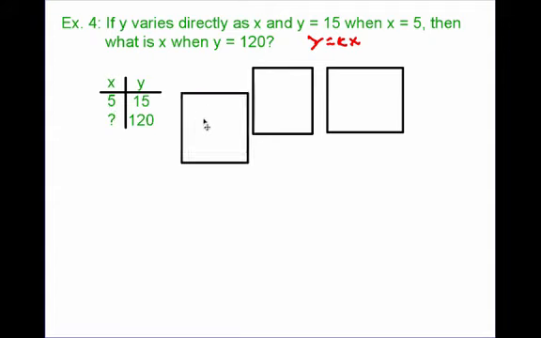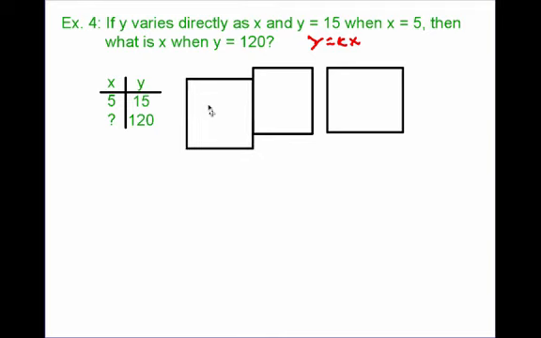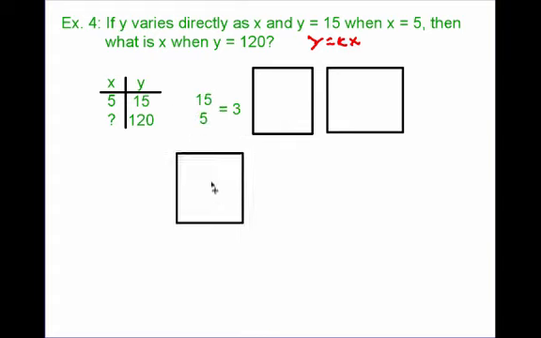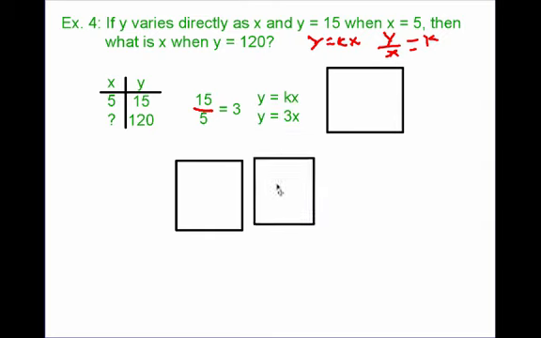Well, we know that this is a direct variation. So we know y equals k times x. So now we need to figure out what k is. Well, that's actually pretty simple if we think about it. We just simply do y over x to get our k. 15 divided by 5 gives me 3. So I know my equation is y equals kx, so y equals 3x.